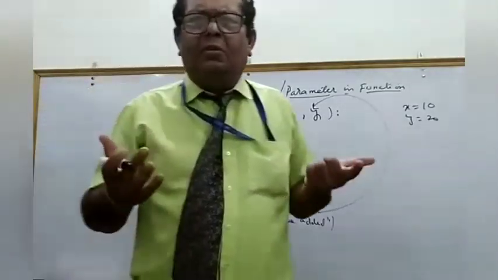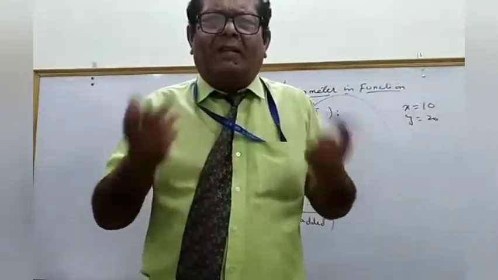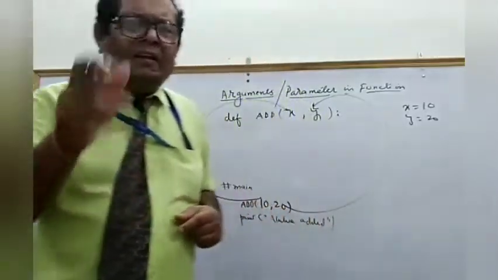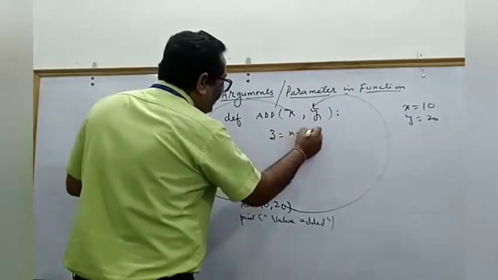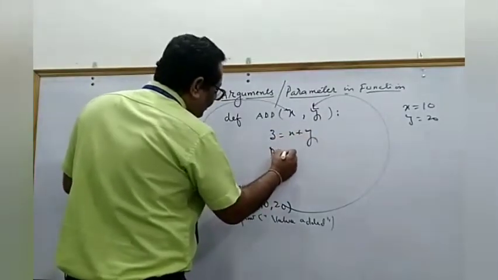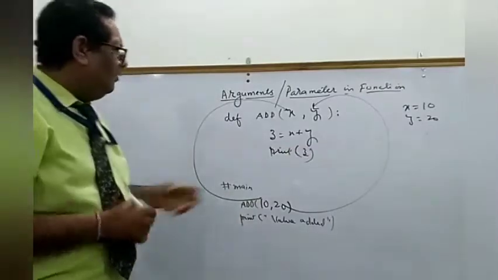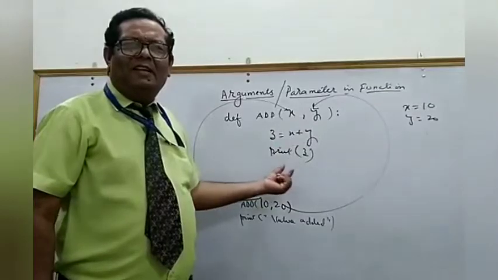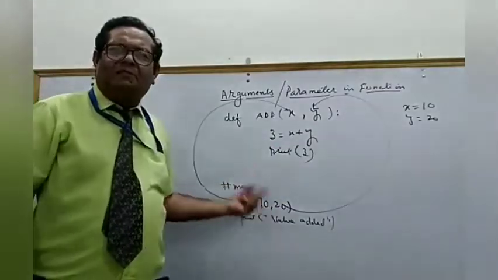Add function knows to add the values, but which values will it add? It will not add values taken by itself, but it will add the values given by the function main, that is 10 and 20. So in z it is x plus y, print z. So now the result will be what? 30. You get the result as 30 because that depends upon the values passed by this function.